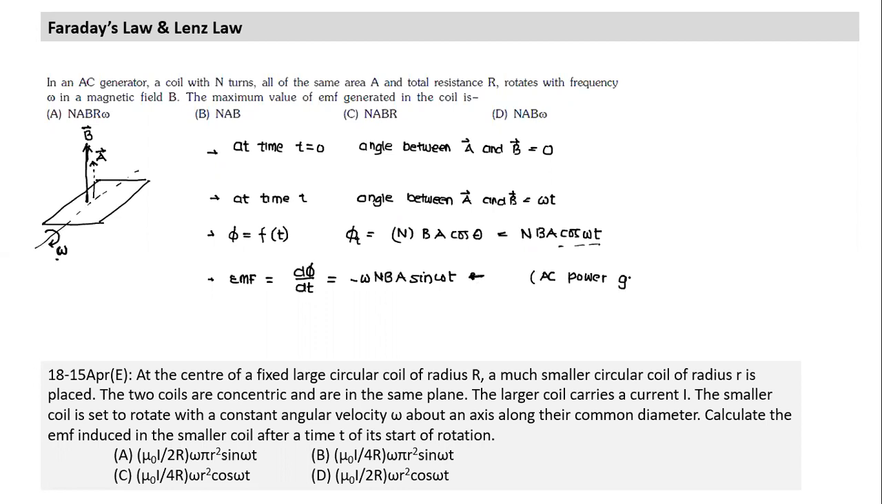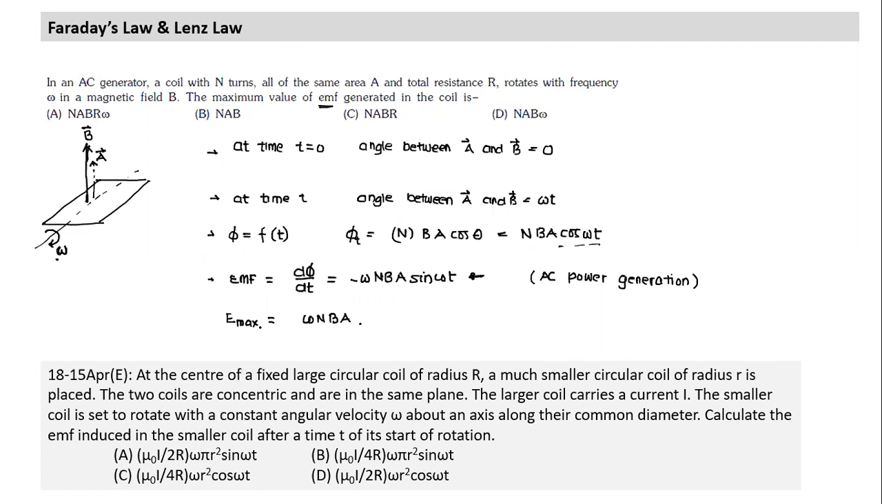So what is the method of generation? Rotate the coil at constant angular velocity. This is the EMF generated. What is the maximum value of EMF? Here we are concerned only about magnitude. E maximum occurs when sine of omega t is equal to 1, and the magnitude is omega times N B A. That's the maximum EMF generated.